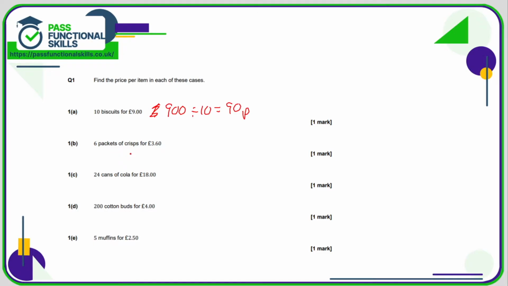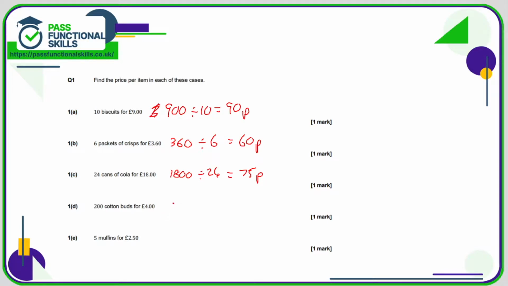For B, 6 packets of crisps cost £3.60, so 360 pence divided by 6 means they are 60p per packet. 24 cans of cola at £18, I'm going to do 1800 pence divided by 24, and that comes to a total of 75 pence per can.